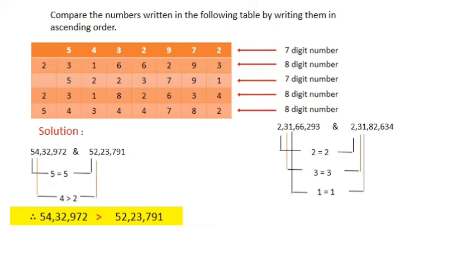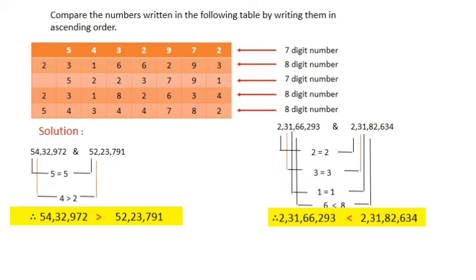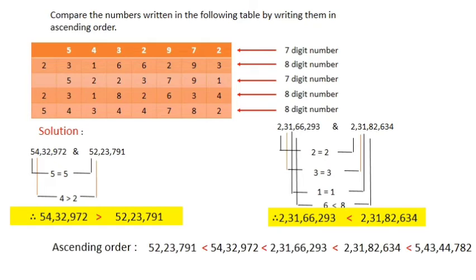Now we have to go to the fourth digit, which is here 6, and here is 8. If you see here, 6 is smaller than 8. That means 2 crores 31 lakh 66,293 is the smaller number than 2 crores 31 lakh 82,634. And the last number, 5 crores 43 lakh 44,722, is the greatest number. So we write down in ascending order in this way.